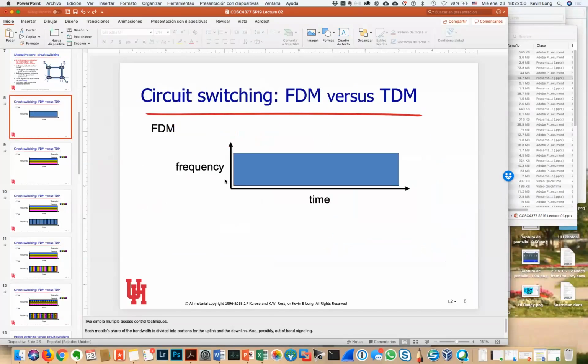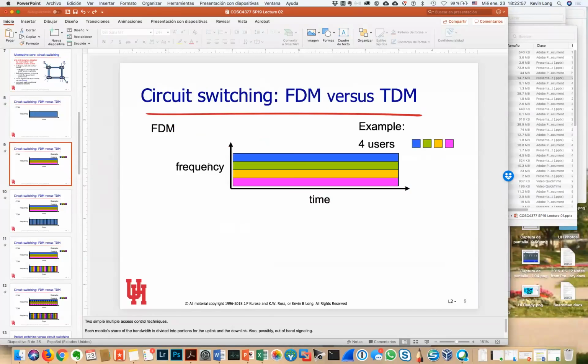So if frequency goes up and time goes to the right, then what is the difference between sending things one way or the other? Well, if we are doing true circuit switching, there are a couple of ways of doing it. One way is to combine 4 users on a network like you see here. Each one gets a separate frequency. This is like 4 different radio stations. They're all available on your radio, but you get the same constant amount of bandwidth forever.